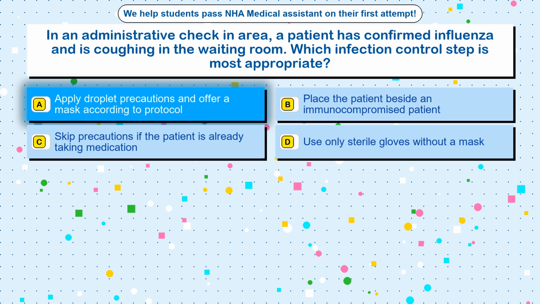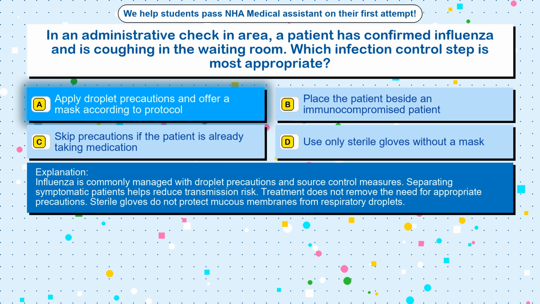The correct answer is option A. Apply droplet precautions and offer a mask according to protocol. Influenza is commonly managed with droplet precautions and source control measures. Separating symptomatic patients helps reduce transmission risk. Treatment does not remove the need for appropriate precautions. Sterile gloves do not protect mucous membranes from respiratory droplets.